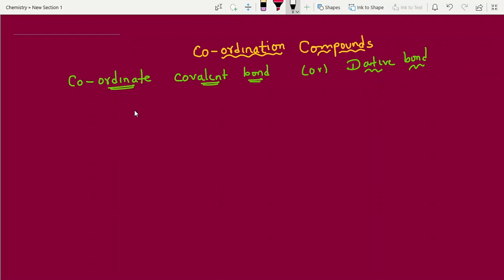Based on this, I have already done a video in the chemical bonding chapter explaining the dative bond. Please go through that video; you will get more idea about the coordinate covalent bond. Here also I am explaining briefly. The coordinate covalent bond is also called the dative bond. It is represented by a symbol: an arrow mark. First, let me write here.